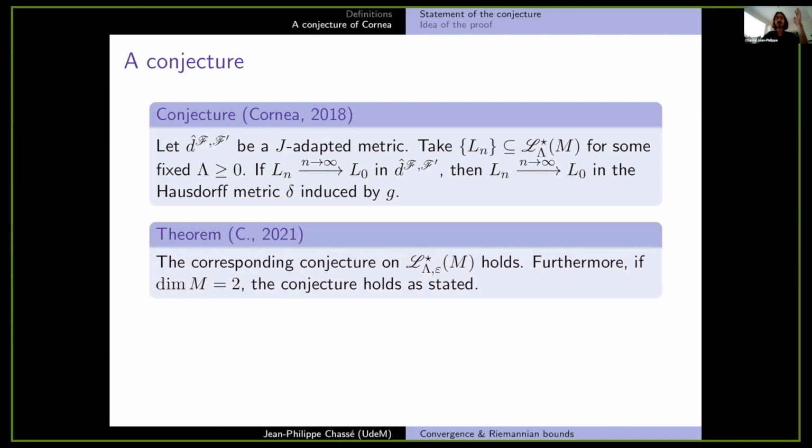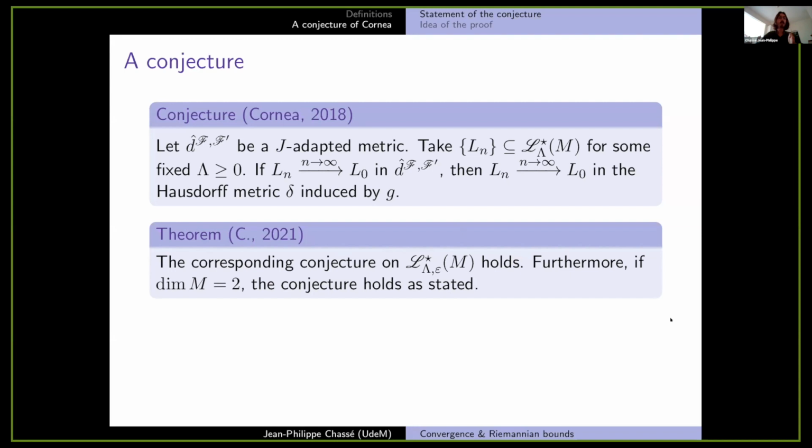And what I've proven is that if you add this epsilon condition, it's true. Furthermore, if you're in dimension 2, you don't actually need to add this epsilon condition. Essentially, the conjecture is true in dimension 2, and it's true in general if you add this epsilon tameness condition.